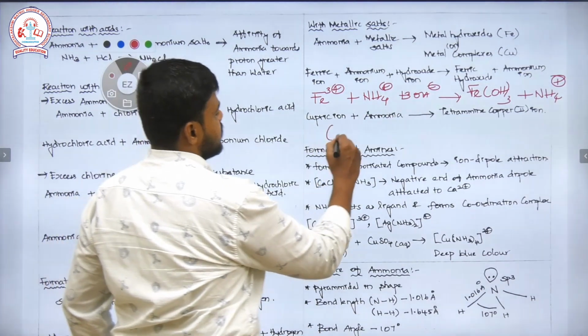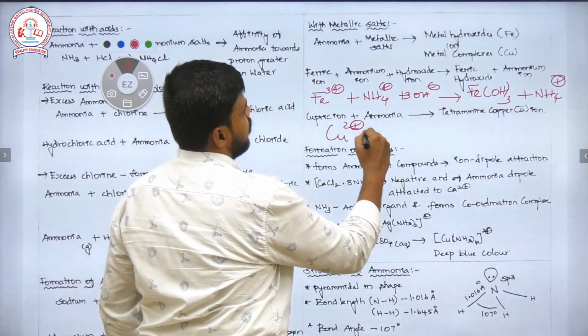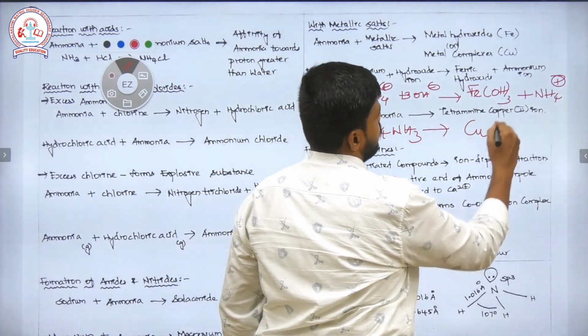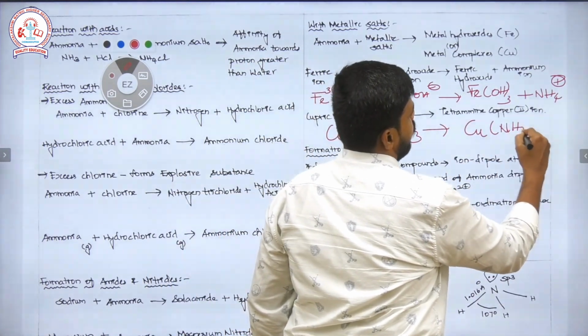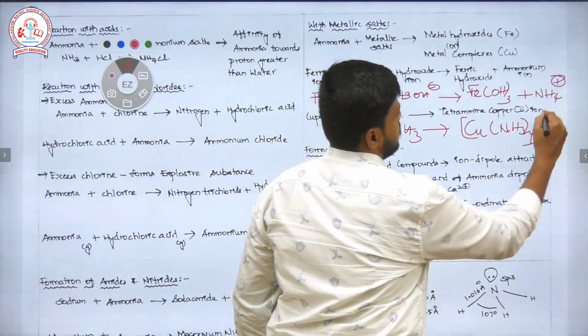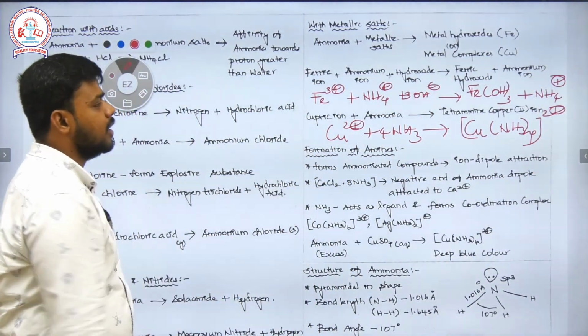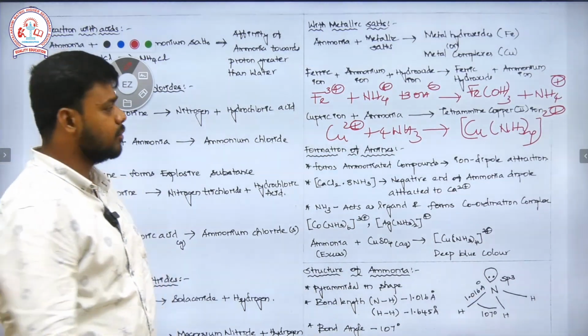Then copper, Cu2+, reacts with 4 moles of ammonia and forms the tetraammine copper(II) ion, [Cu(NH3)4]2+. So this is regarding the tetraammine copper(II) ion that has been formed by the reaction between the copper and the ammonia.